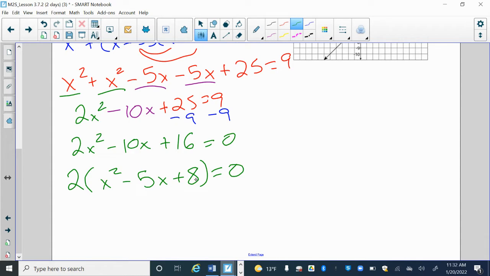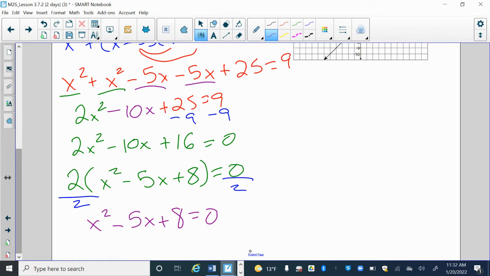On the inside, 8 has 8 times 1, 4 times 2. Neither of those combinations can make a negative 5x. So at this point, I'm just going to get rid of this 2 in front by dividing both sides by 2. Okay, so then we would have x squared minus 5x plus 8 equals 0.